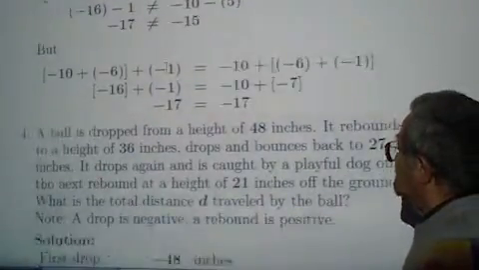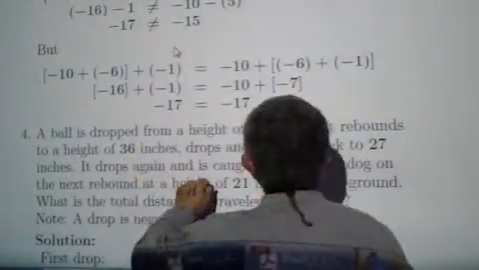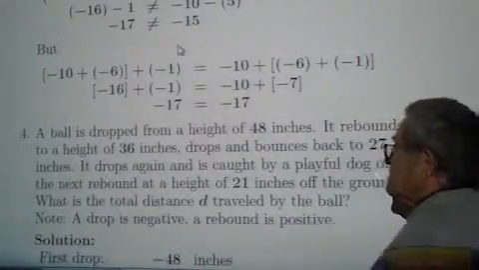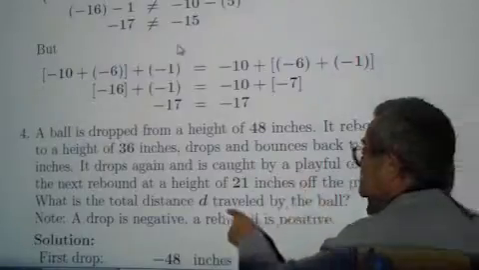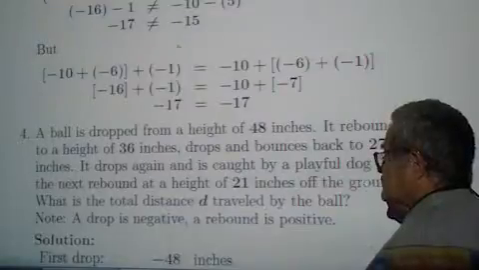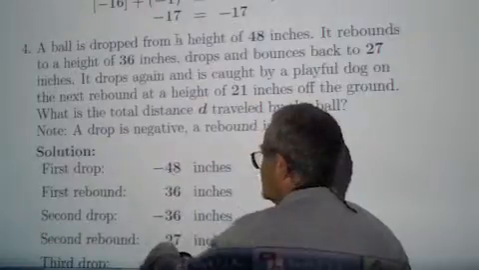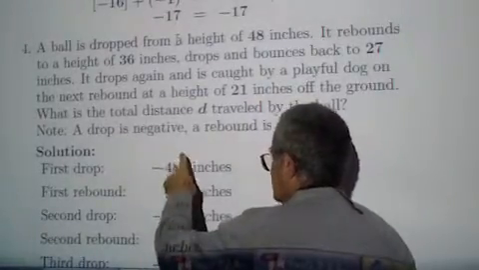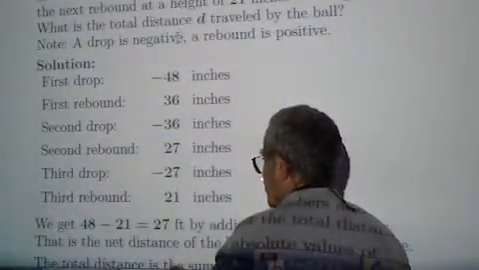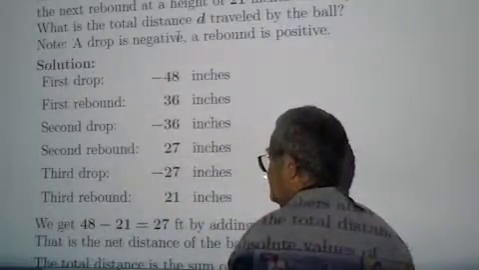Then we had a ball that was dropped from a height of 48 inches. It rebounded to 36 inches, dropped again, rebounded to 27, and then a dog got the ball after it rebounded to a height of 21 inches. What is the total distance traveled? Well, 48 inches on the first drop, and then 36 inches back up, 36 inches back down, 27 back up, 27 down, and 27 up again, and that was it.